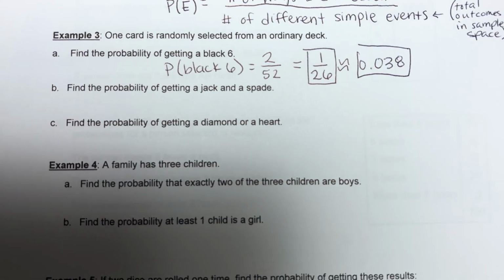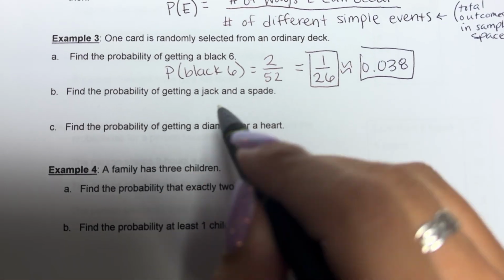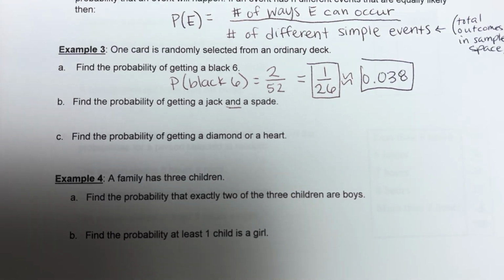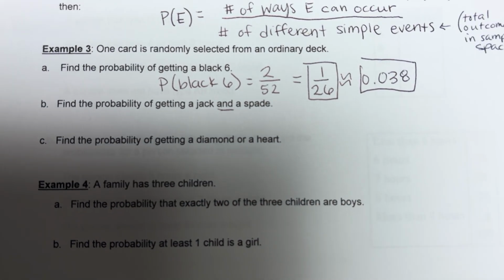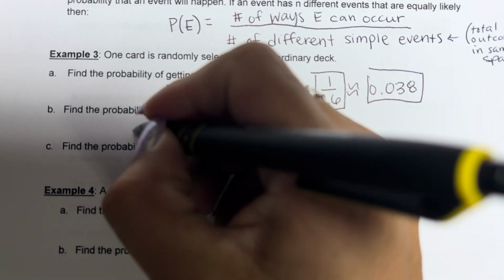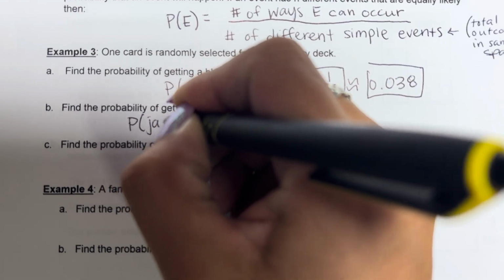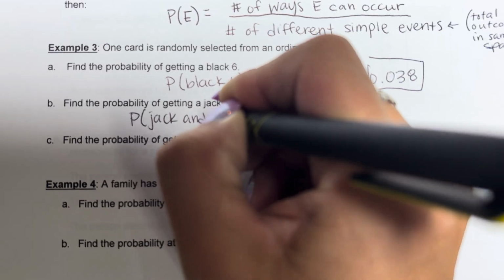All right. What is the probability of getting a jack and a spade? Okay, and remember, we only have one card. Okay, so probability of jack and a spade.